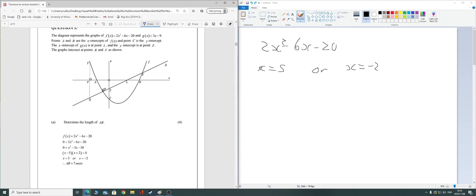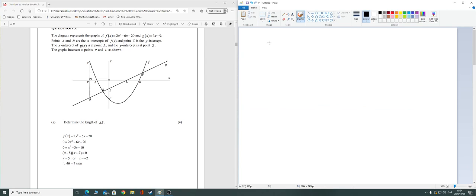So what do we know about the point R? We know that the x values and the y values at point R are the same for both our parabola and our straight line. What that means is that our graphs are identical at point R. So all we need to do is equate our graphs and solve.